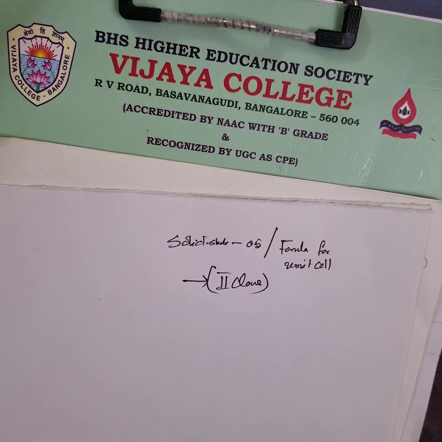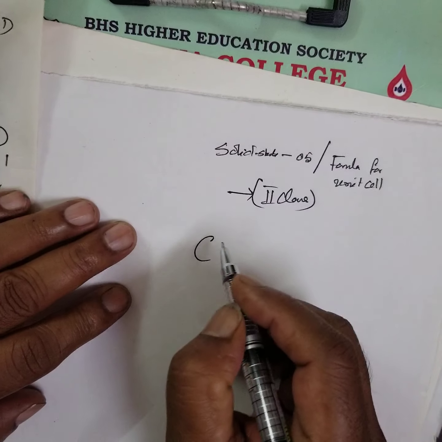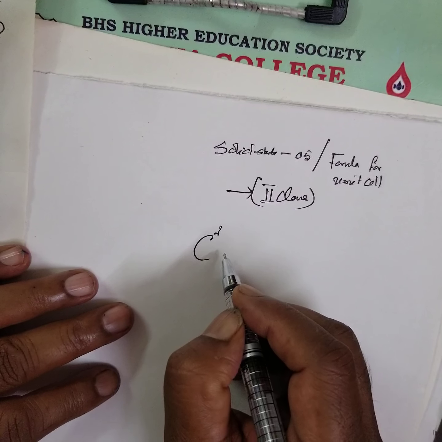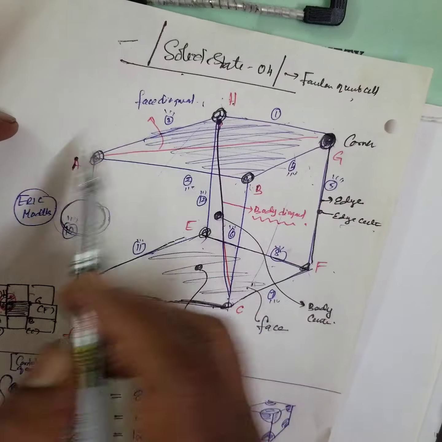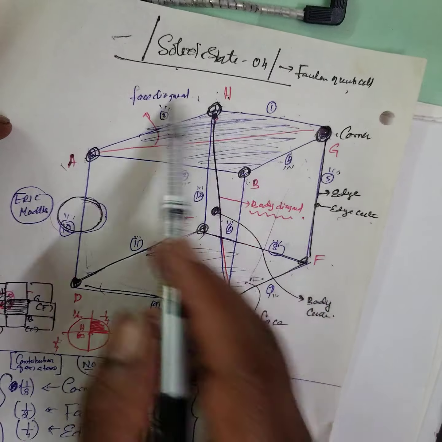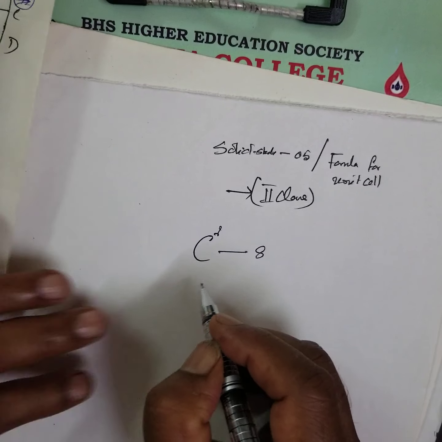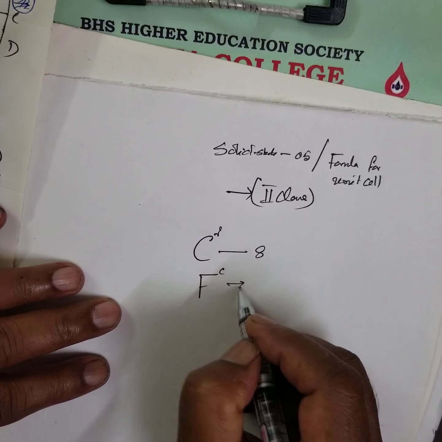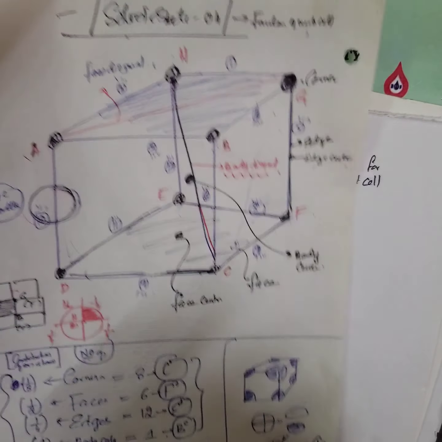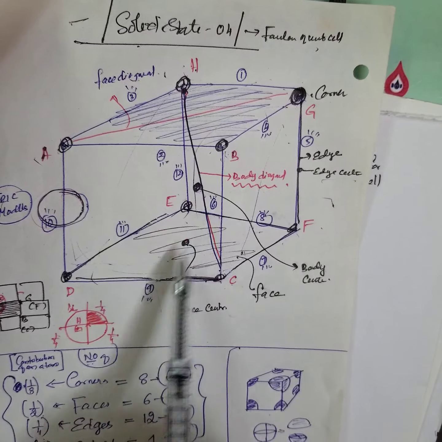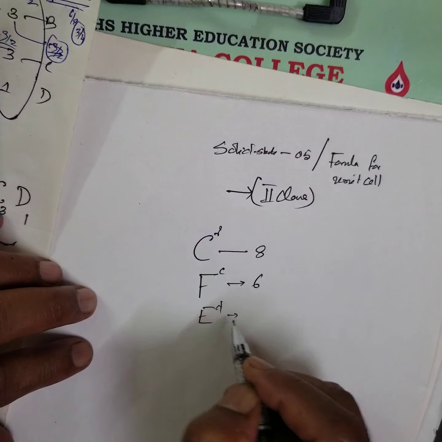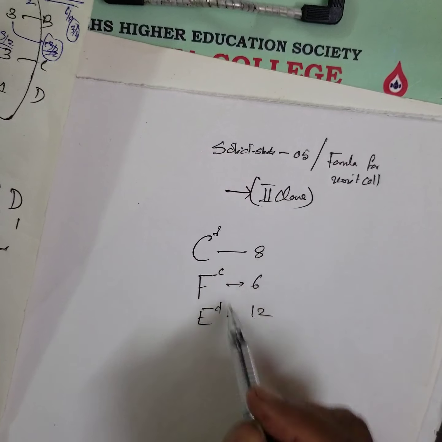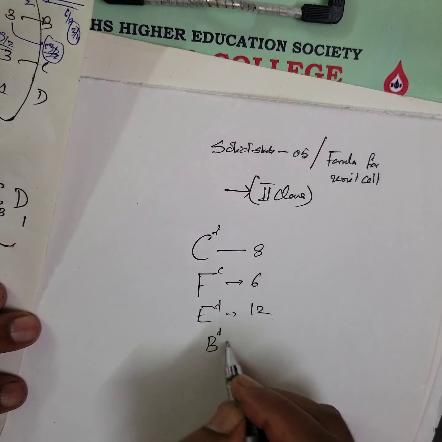Now we are continuing the same topic. Last class we were doing that. See, the crystal: at the corner there are 8 atoms, right? 8 corners are there. And face center is how much? 6. How many faces are there? 1, 2, 3, 4, 5, 6, like that. Face center. And edges, there are 12 edges. And body center is 1.